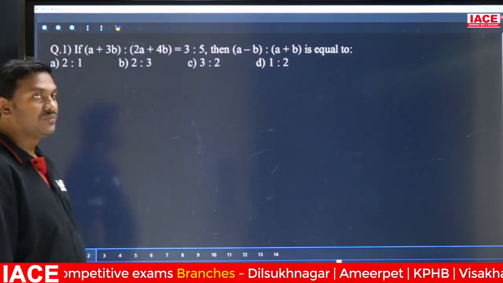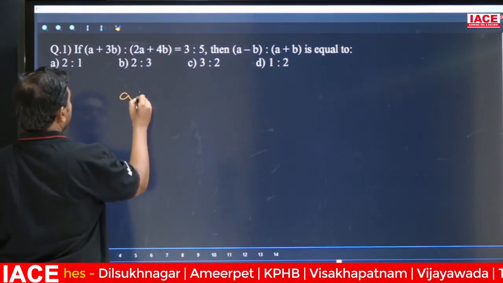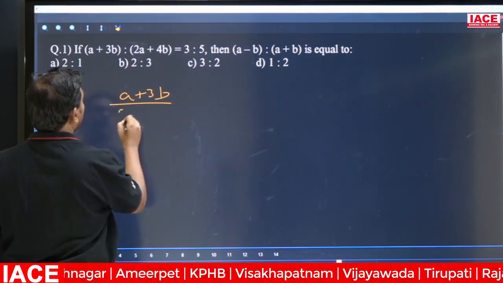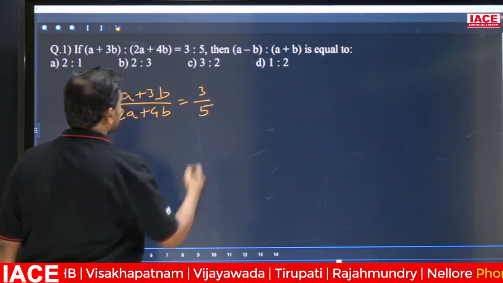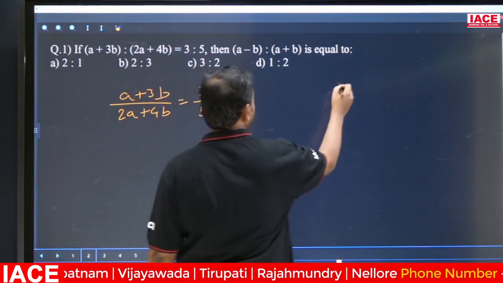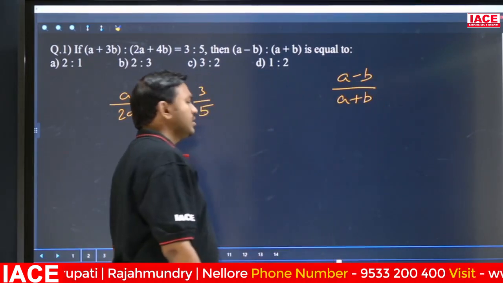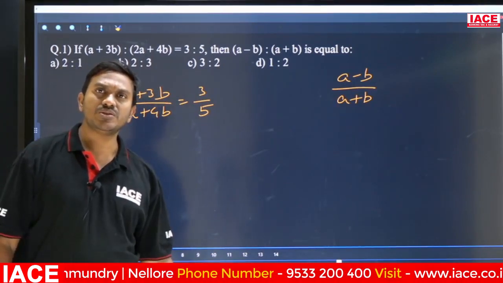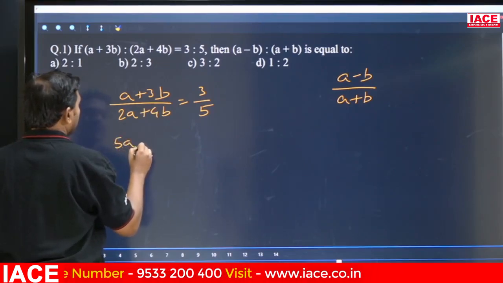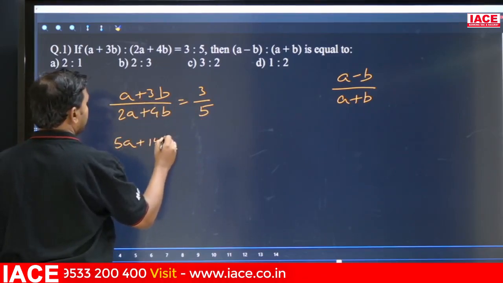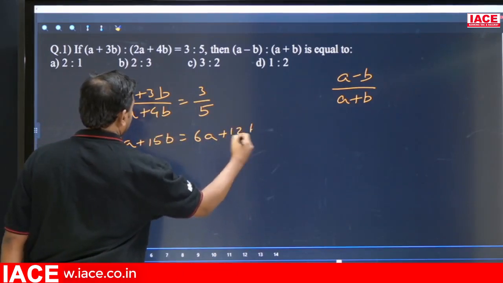Question number 1. (a + 3b) / (2a + 4b) is given as 3 by 5. Then find (a - b) / (a + b). This question belongs to algebra. Just cross multiply. What will come? 5a + 15b = 6a + 12b.